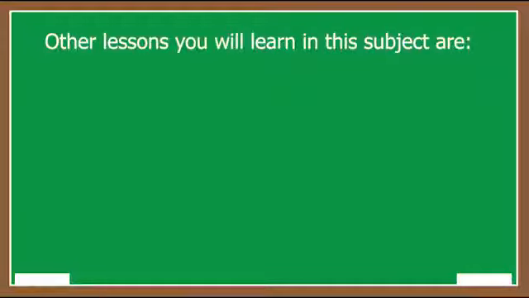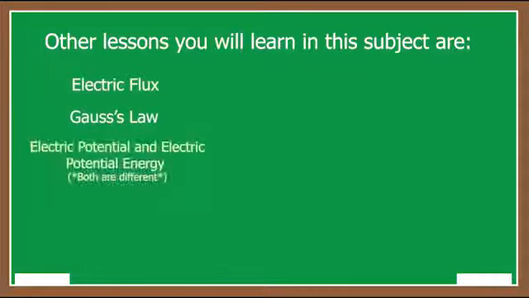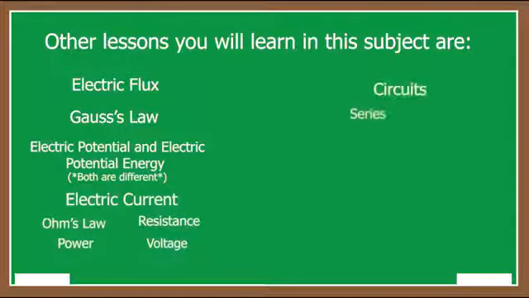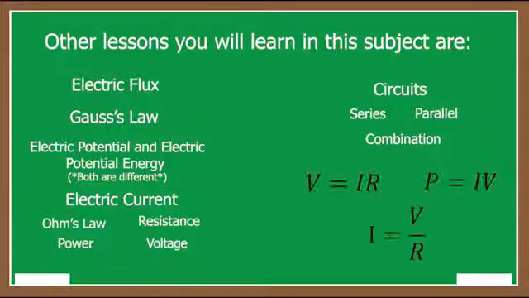The other lessons that you will learn in this subject include electric flux, Gauss's law, electric potential and electric potential energy, electric current, which involves learning about Ohm's law, power, resistance, voltage, then the types of circuits, which are the series, parallel, and combination of both types. There are also other types than that, which you would have to search on the net. With each of these types of circuits, by the way, you are going to use the same set of formulas, which are these. But here would be a different application of it across circuits of different kinds.